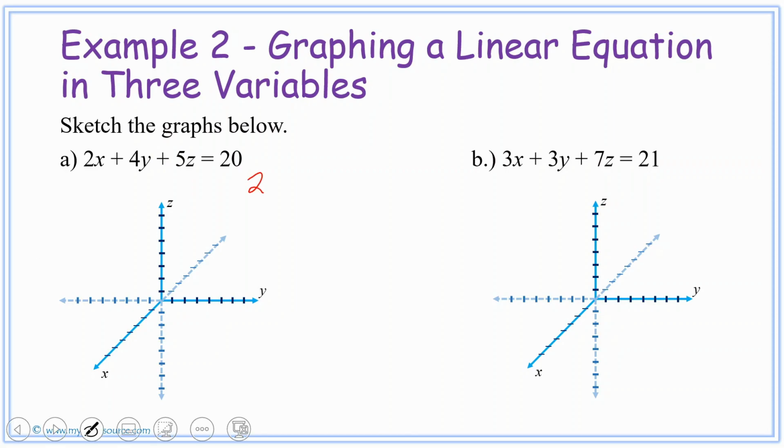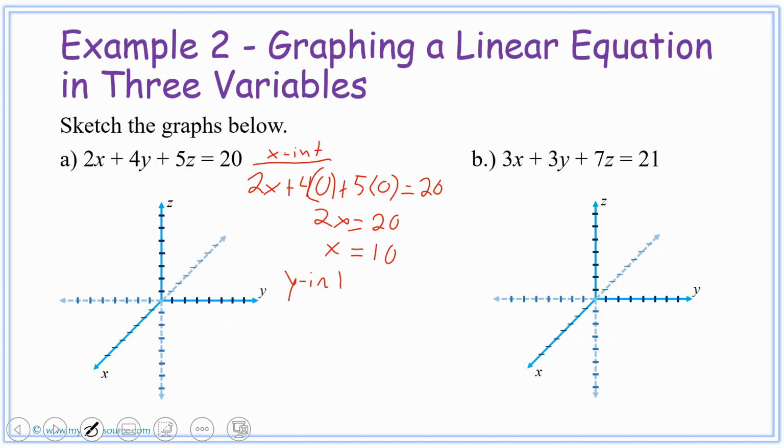So if you have 2x, setting y equal to 0 and z equal to 0 finds the x-intercept. So we have 2x plus 4 times 0 plus 5 times 0 is equal to 20. And that's just going to give us 2x equals 20, and therefore x would be equal to 10.